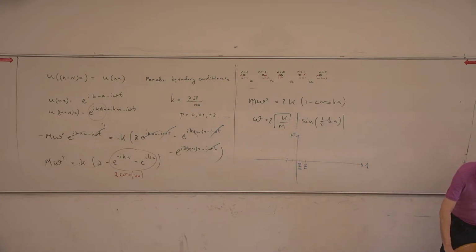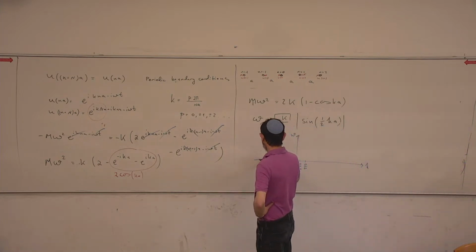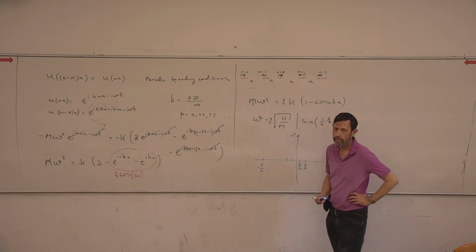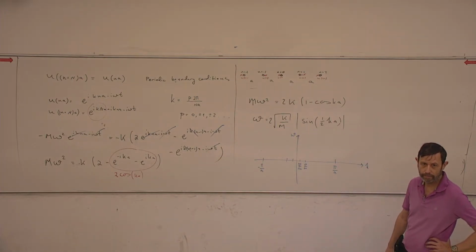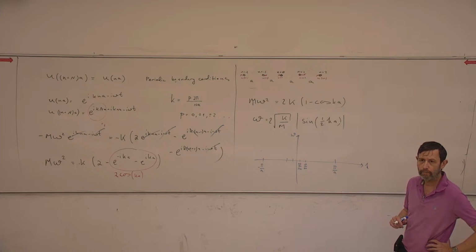A more important limit: k is limited by pi over a. Can someone give me an intuitive reason for that? You're on your way. Excuse me?